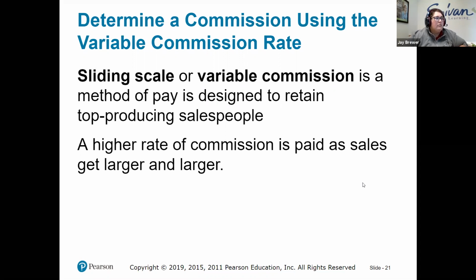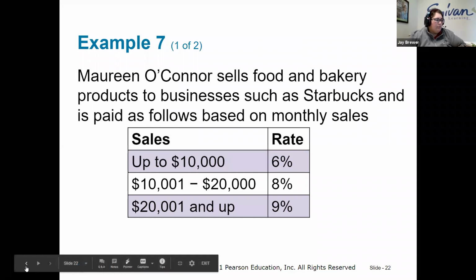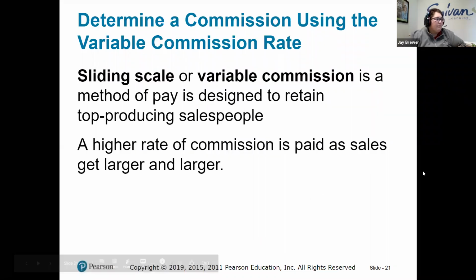All right. Determine a commission using the variable commission rate. Oh no, what happened? I think I scrolled on my mouse.